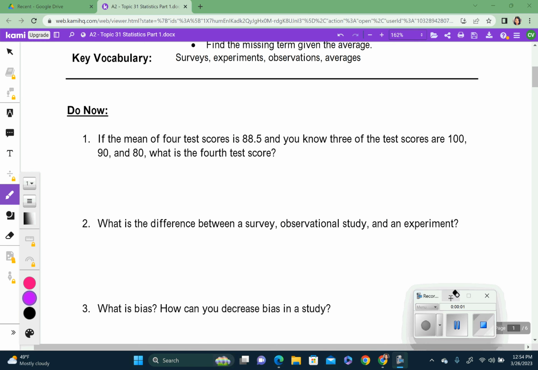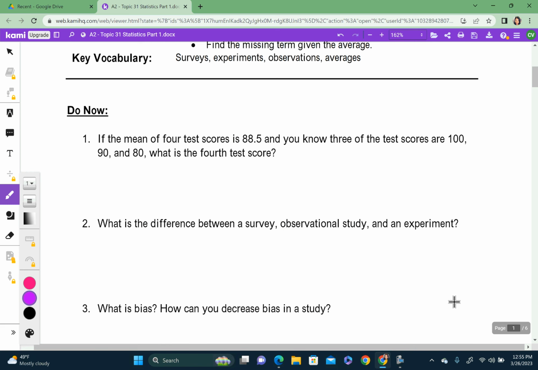All right. So this is the last major topic that we're going to be doing. It has two parts. It's statistics. So it has part one, which we're doing today, and the next lesson is part two, and then we're finished. Today is pretty straightforward. So let's look at the do now for today.